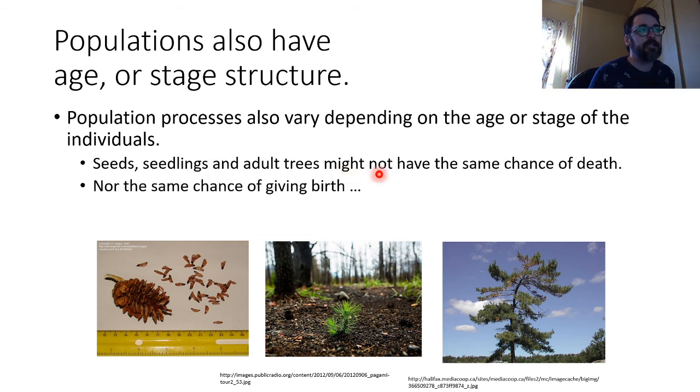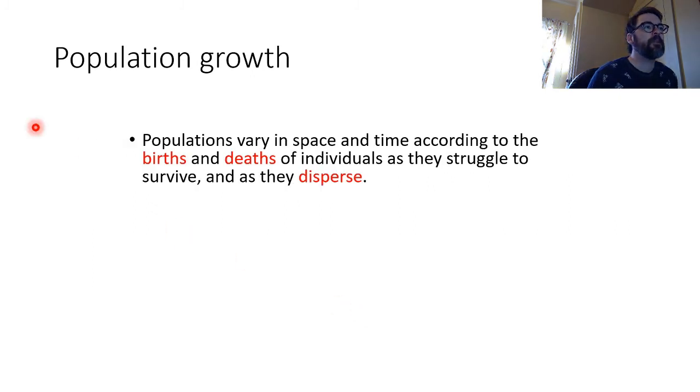So the reason is that seeds and seedlings and adult trees just simply might not have the same chance of death, and they also don't have the same chance of giving birth, right? Seeds don't have any reproduction. Seedlings probably also don't have any reproduction. So we can refine our population understanding by creating these age or stage-based models, right? So populations vary in time according to births, deaths, as they struggle to survive, and also as they disperse.